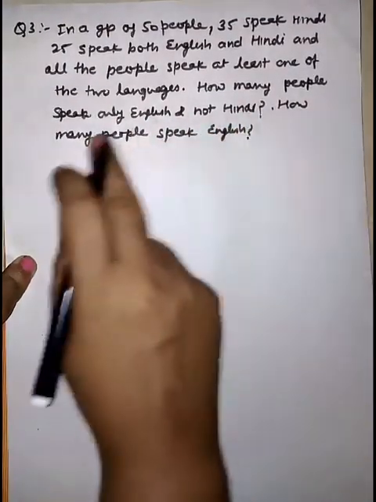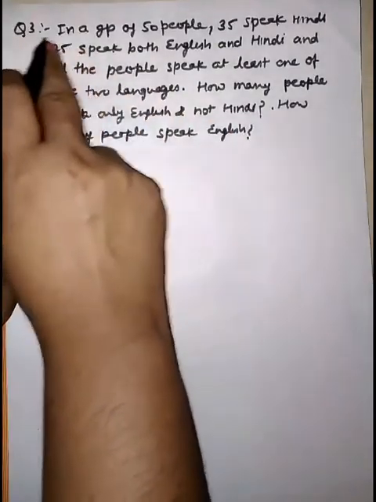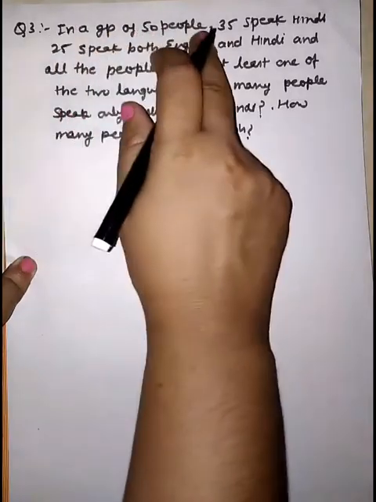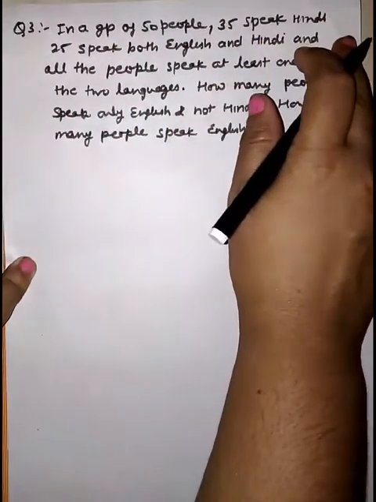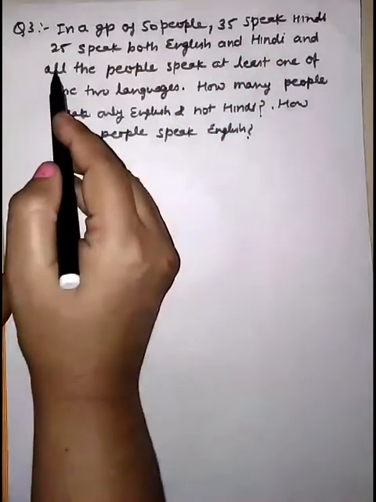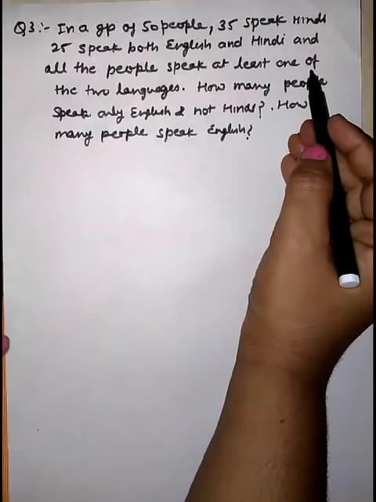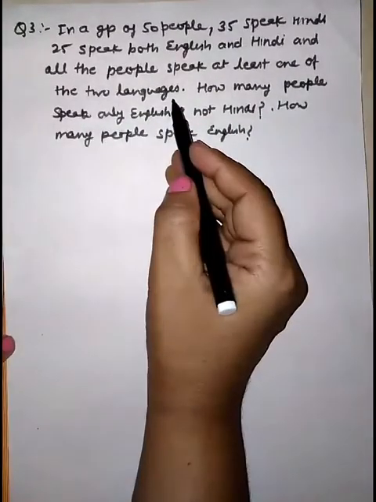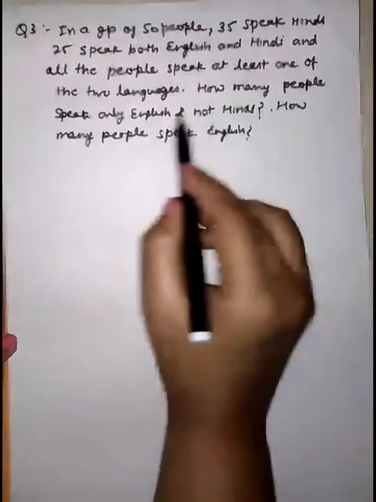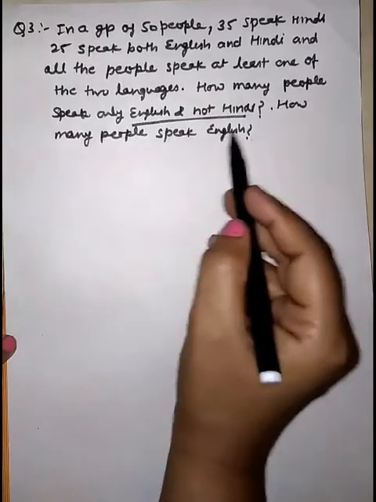And the second one is how many people speak English? So let's again repeat the question. What is the question? In a group of 50 people, 35 speak Hindi, 25 speak both English and Hindi, and all the people speak at least one of the two languages. How many people speak only English and not Hindi? And how many people speak English?